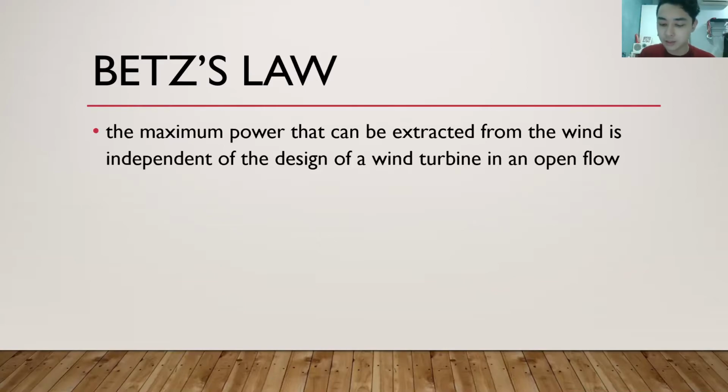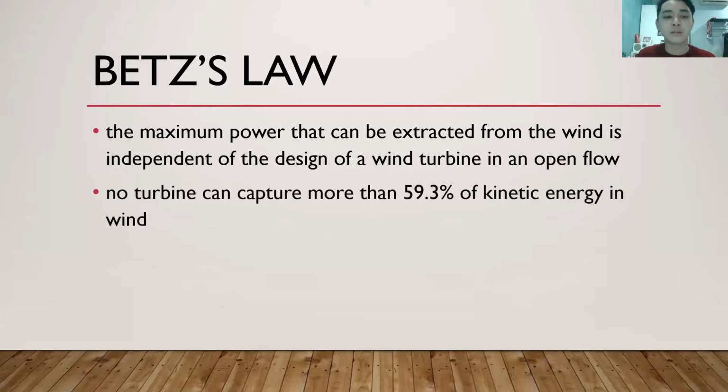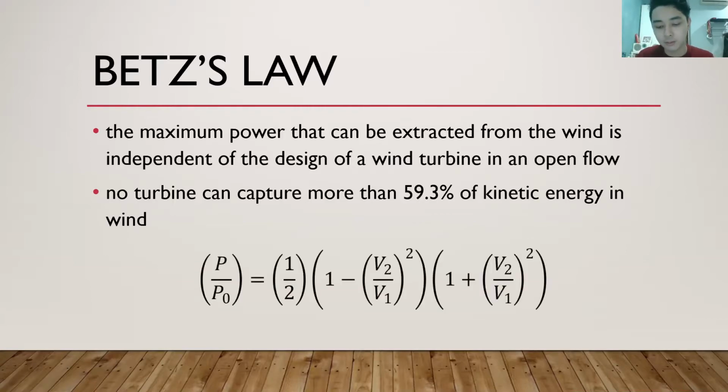According to Betz's law, no wind turbine can capture more than 59.3% of the kinetic energy in wind. Albert Betz came up with one equation, which is the ratio between the power extracted from the wind and the power in the undisturbed wind.